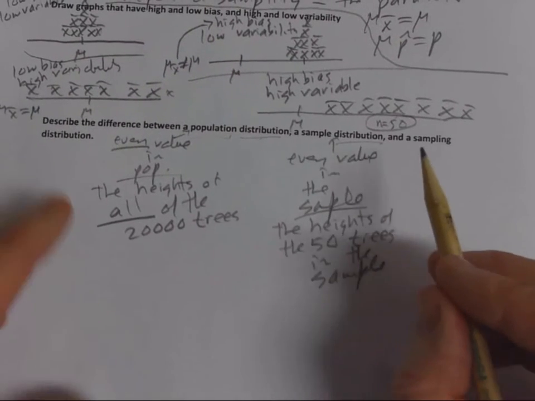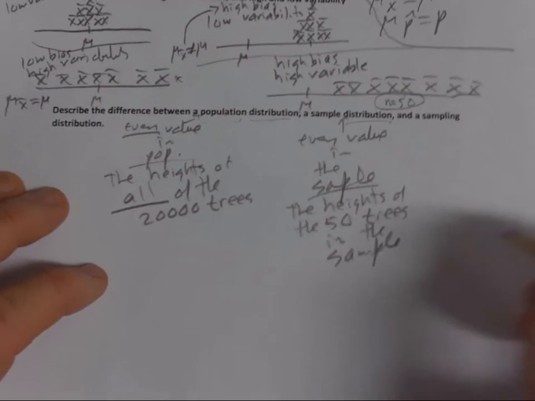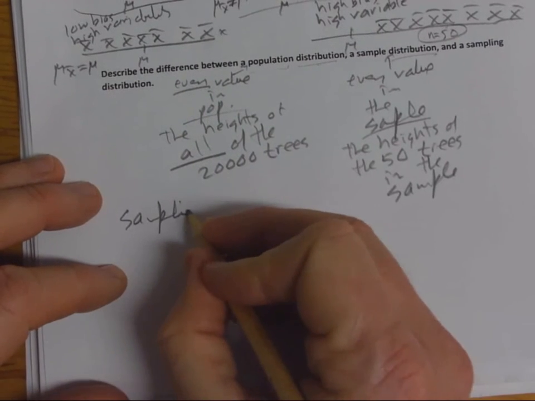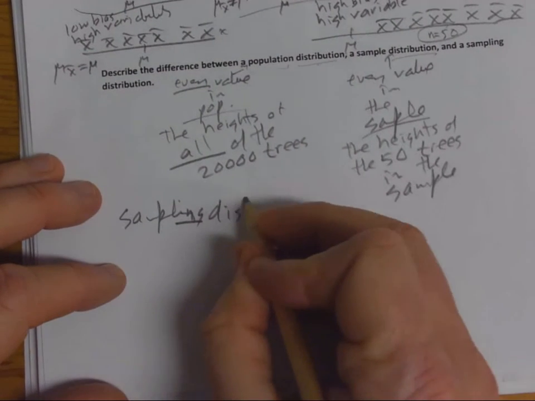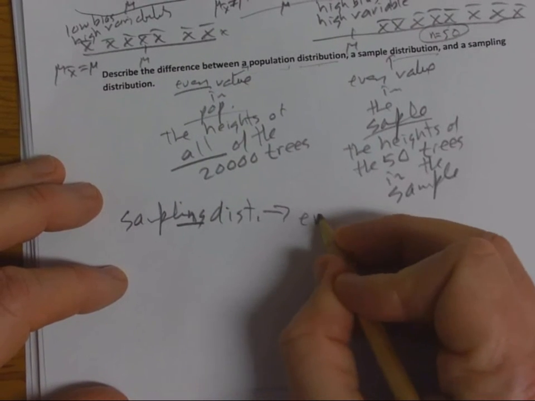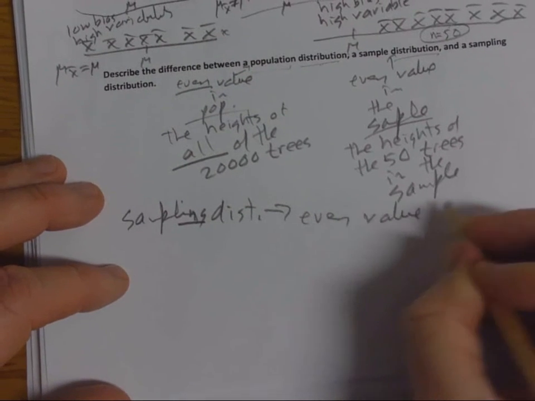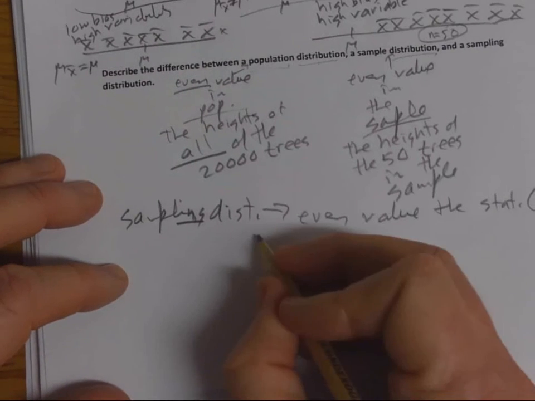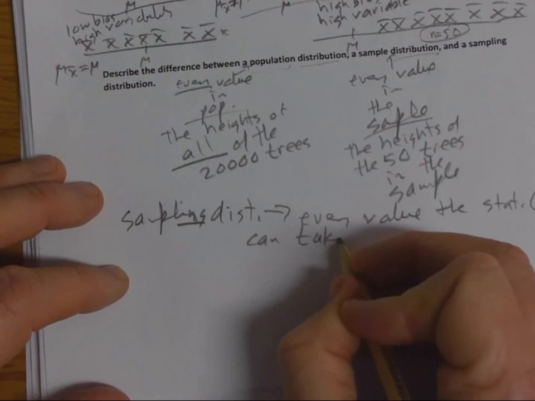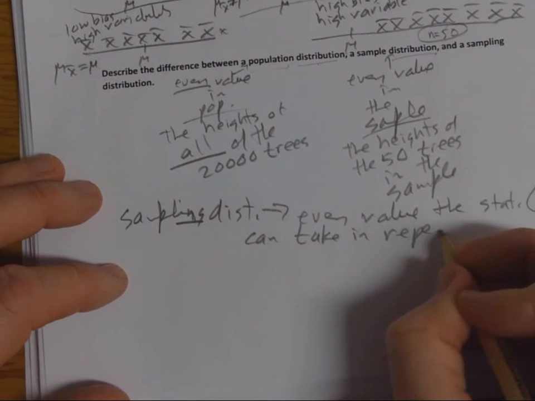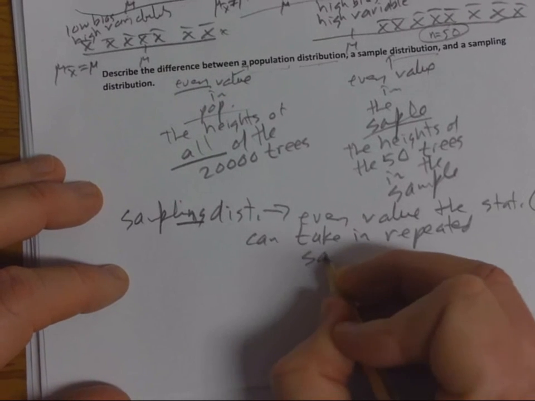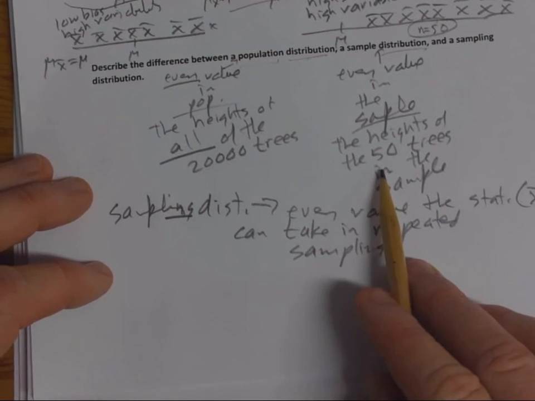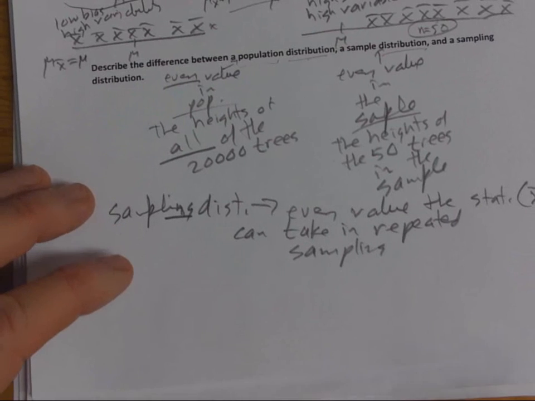And that is very different from the sampling distribution, which is what we've been talking about up here. The sampling distribution, once again, is very different from the sample distribution. It is every value the statistic, which in this case is x bar, can take in repeated sampling. If we were to do this again and again and again with samples of size 50, and not just find one sample of size 50 but find many of them, that would be the sampling distribution.